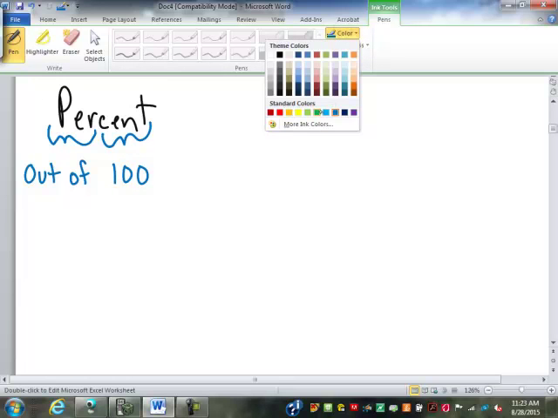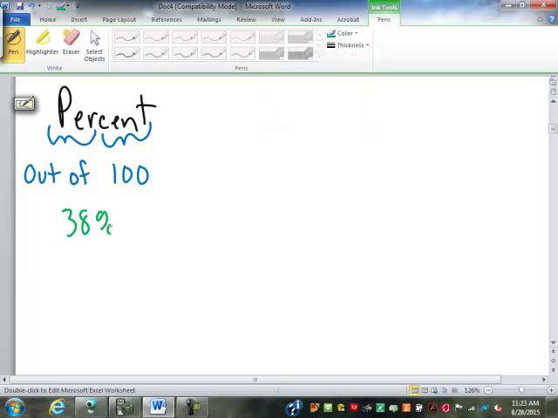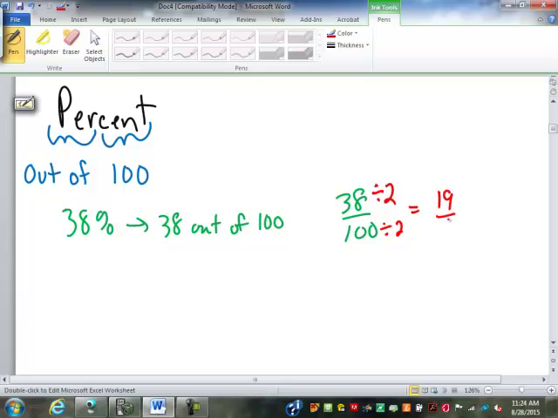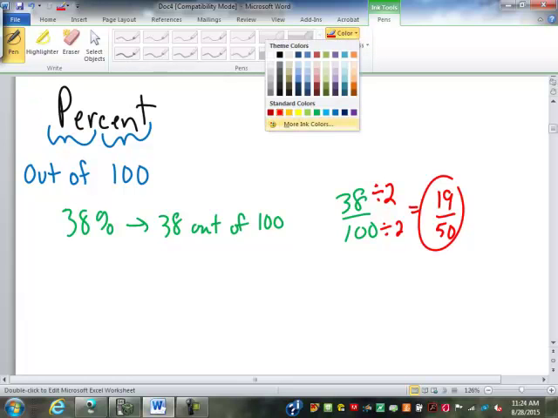So if you're given 38%, that's our symbol for percent, that literally means 38 out of 100. And we can write it as 38 out of 100 as a ratio. In fact, it's that simple to turn a percent into a fraction. 38%, 38 over 100. Of course, we're not done because we wouldn't leave it like that because it can be reduced. Both of those can be divided by 2 to make 19/50ths. So 38% would become 19/50ths as a fraction.